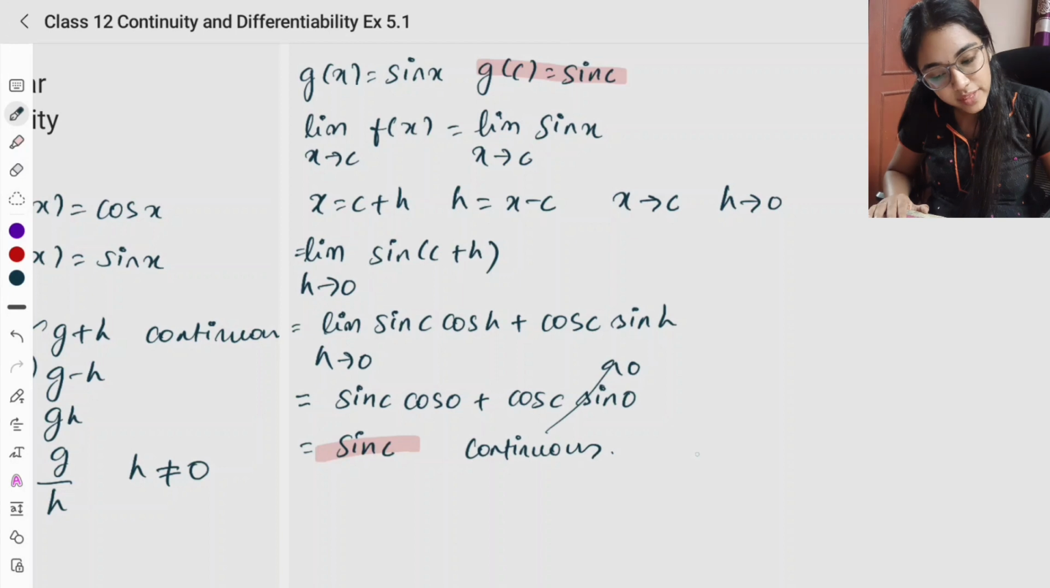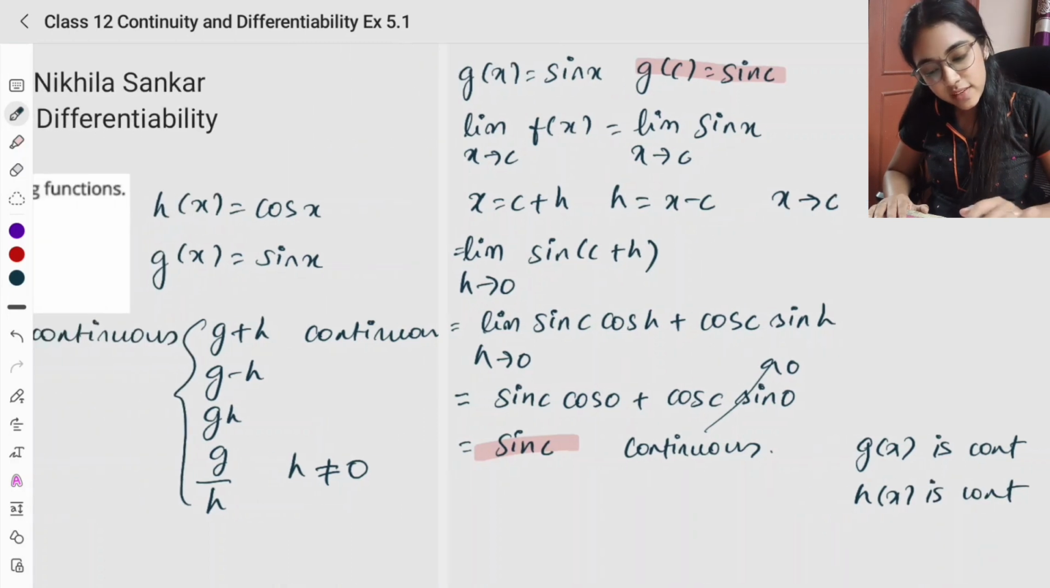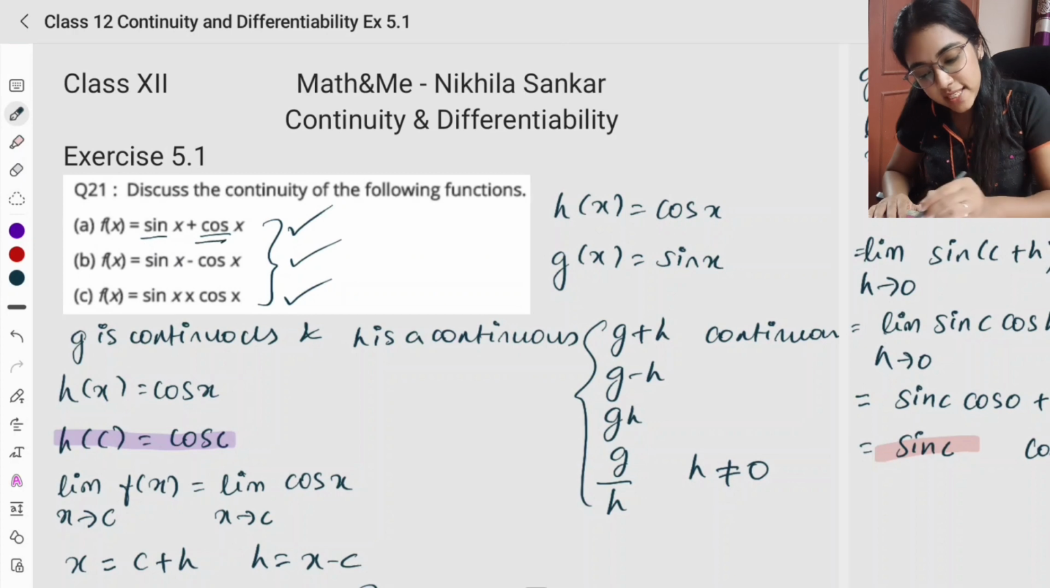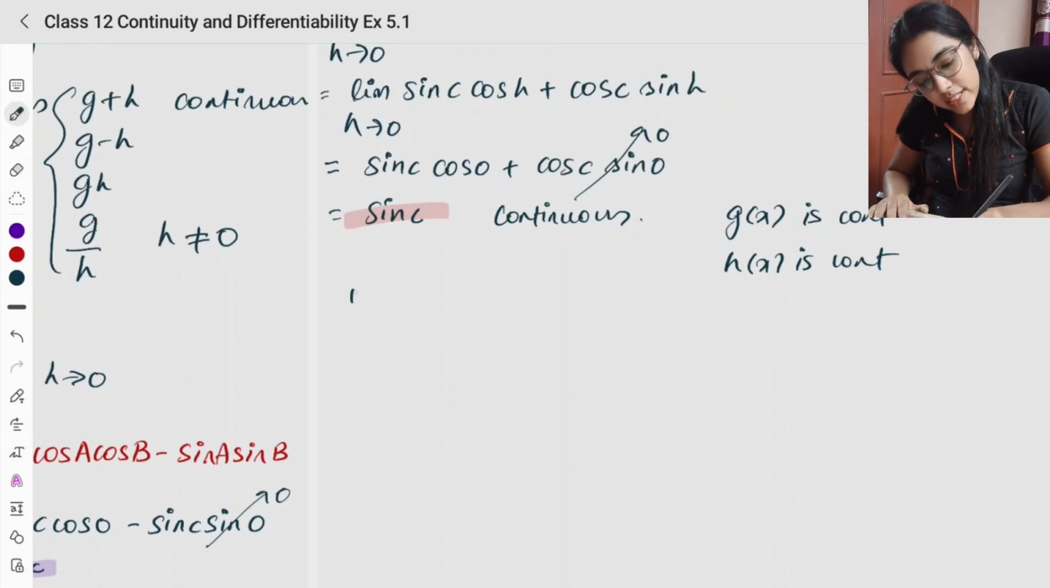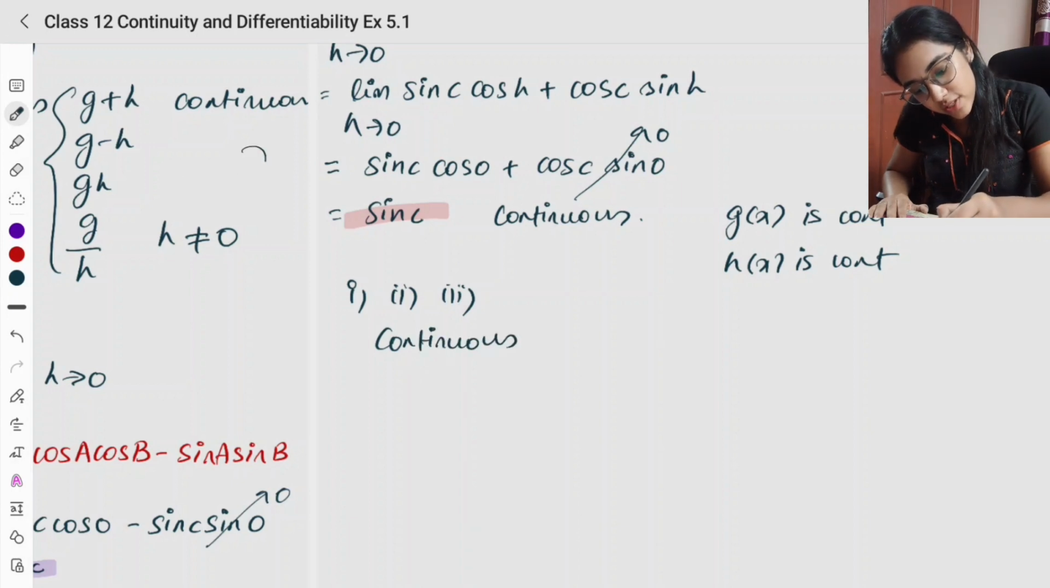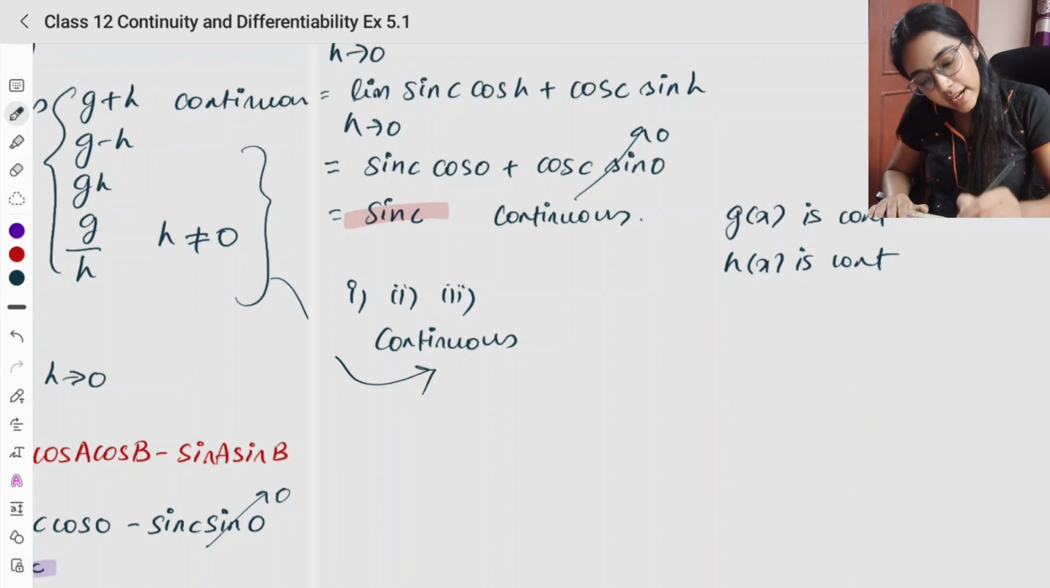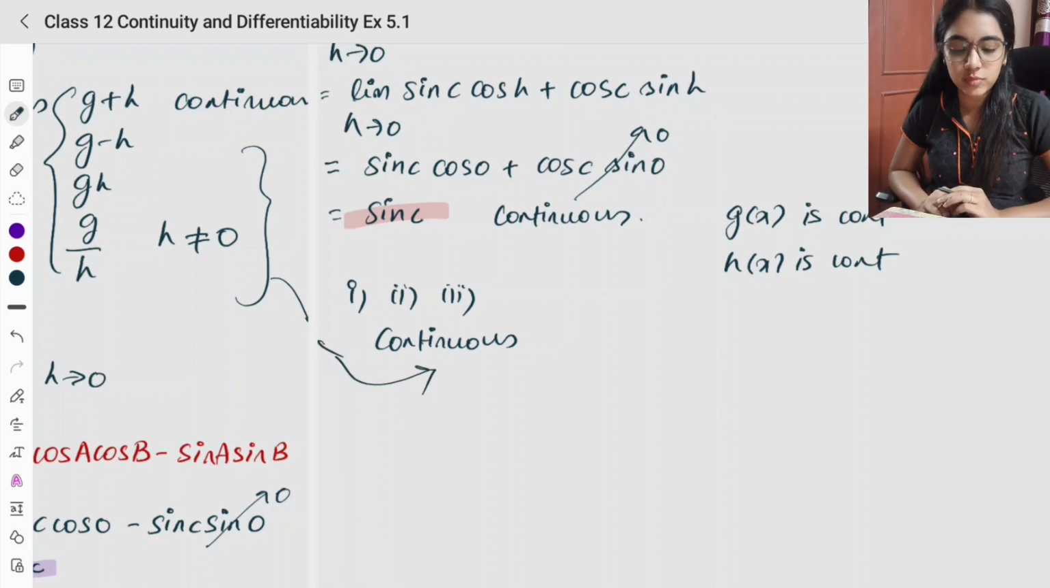So I have g of x is continuous and h of x is continuous. So the given subsections: sin x plus cos x is continuous, sin x minus cos x is continuous, and sin x times cos x is also a continuous function. So the first, second and third subsections are all continuous using these relations. This is how you have to write. Please copy.